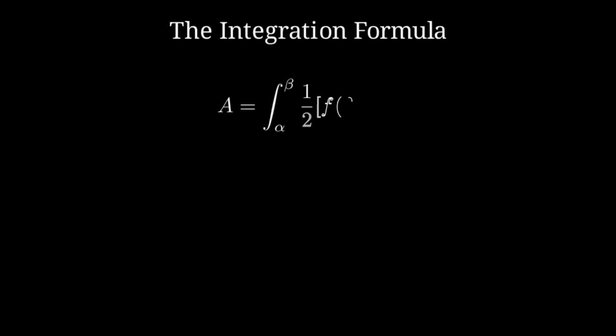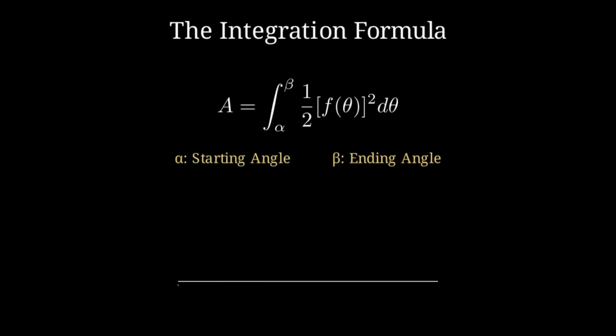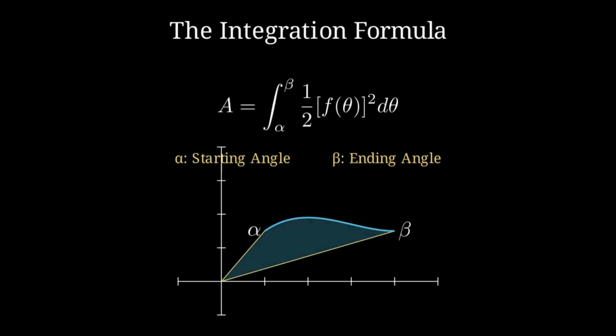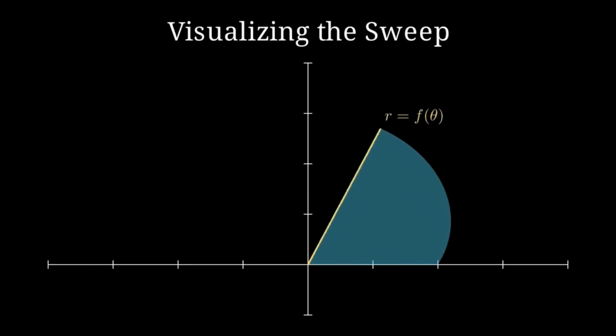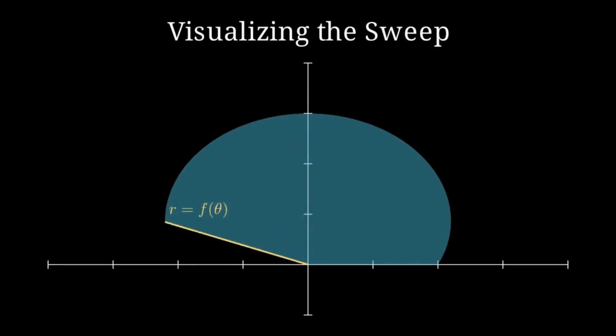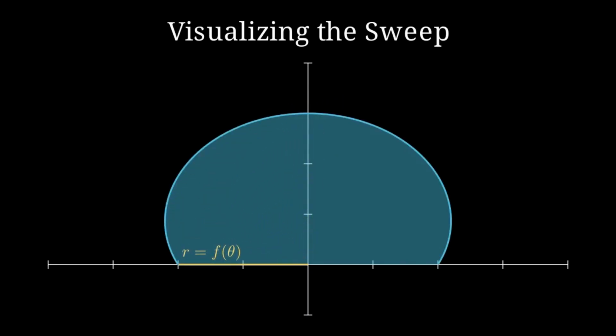By summing an infinite number of these tiny sectors from a starting angle alpha to an ending angle beta, we derive the definite integral for polar area. We square the function r and multiply by 1/2 before integrating. Think of the integral as a radar beam sweeping across the plane. As the angle increases, the length of the beam changes based on the function, capturing the exact area between the origin and the curve within the specified boundaries.